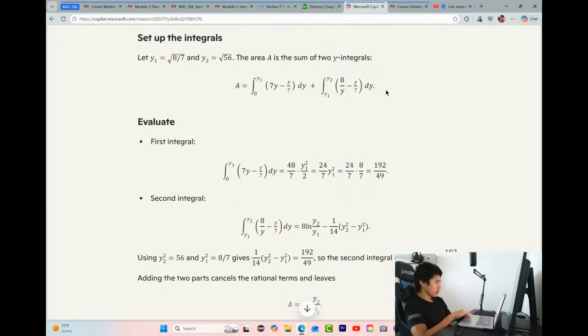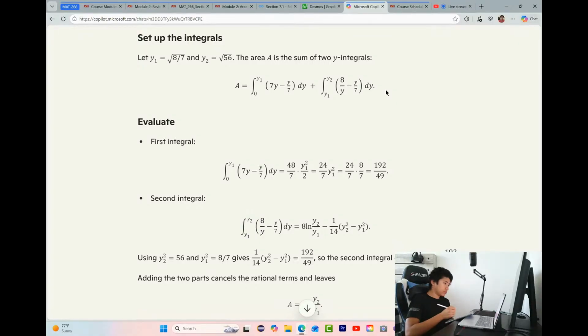Hold on, bro. So set up the integral. We have, so let y1 equals square root of 8 over 7. That makes sense because that's the lower one. I hope that's what he's assigning to y1. And then we have square root of 56 as y2. The area. Okay.